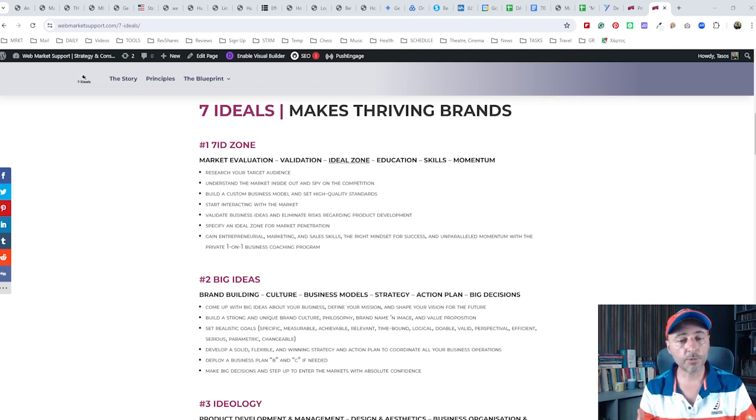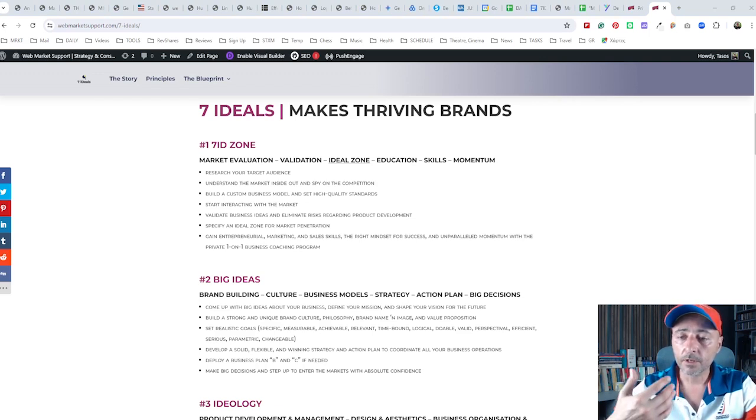But as startups, as small business owners, we want to target a small market segment first, become experts there, and then expand from there. That's the spirit. The 7 ideals is designed to help small businesses innovate, and let me show you when innovation happens. So the first phase is the phase of testing and market research. The second phase, big ideas, is when we build our brand and we develop strategies and action plans to coordinate and align all our operations.